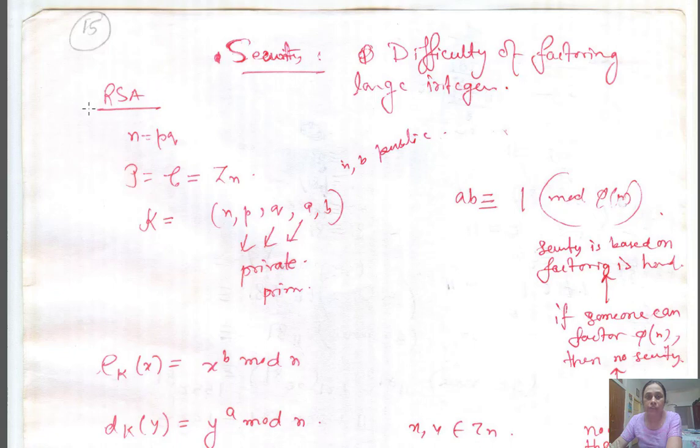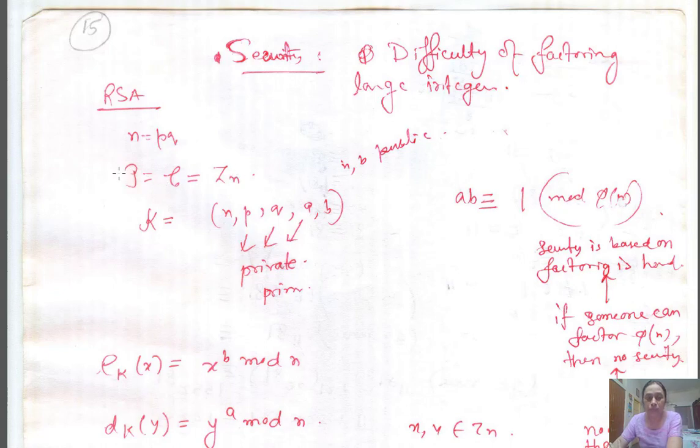The RSA cryptosystem is based on the difficulty of factoring large integers. We choose two large primes p and q and set the modulus n to be the product of these two large primes. Generally, each of these primes p and q is a 1024-bit prime. The plain text space and ciphertext space are Zn.